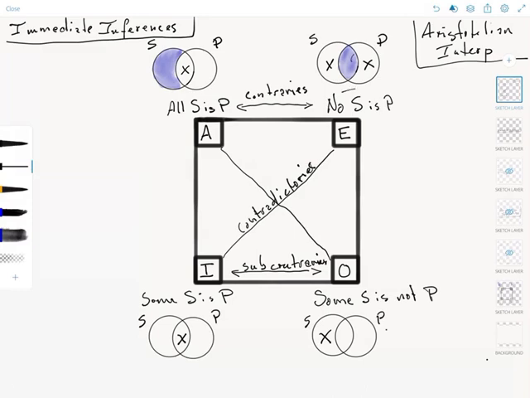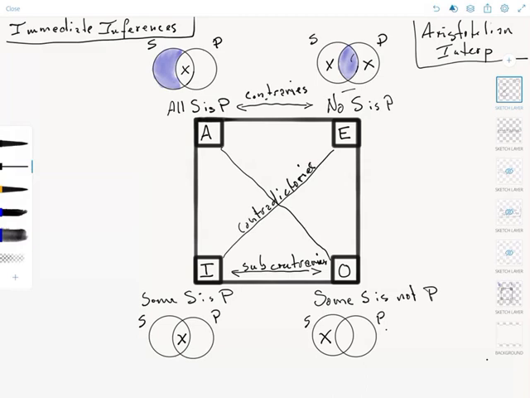What would make some S is not P false? What would make that false is if we had shading here. Now think about it. If this is false and this is false, then the corresponding A and E both have to be true, because that's where we need shading to make those particular propositions false. But we just proved that contraries cannot both be true. So contraries cannot both be true, and subcontraries cannot both be false.